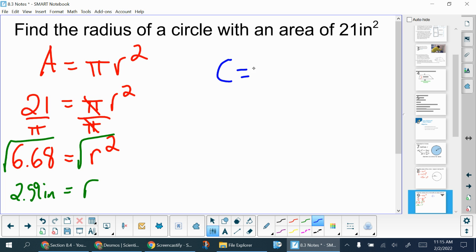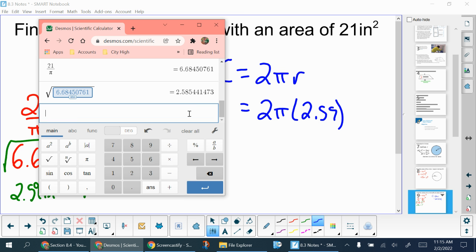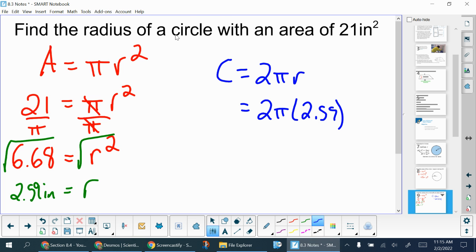Well, the circumference is going to be 2 times pi times the radius, or in this case, 2 times pi times 2.59. I'm not actually typing 2.59 in my calculator because I've got the value stored right here. I'll hit enter, and now I can just type 2 times pi times the previous answer, and I get 16.24 as my circumference.